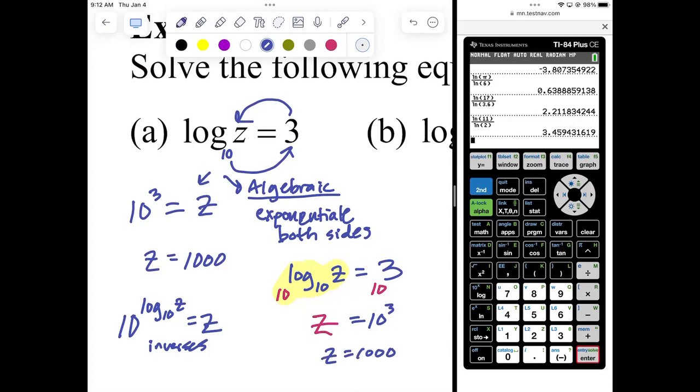Do I care which way you do it? No. Right now, the equations are simple enough. You could just solve it by thinking in terms of doing the around the world thing, essentially, what I said. 10 to what power? 10 to the third power is z.